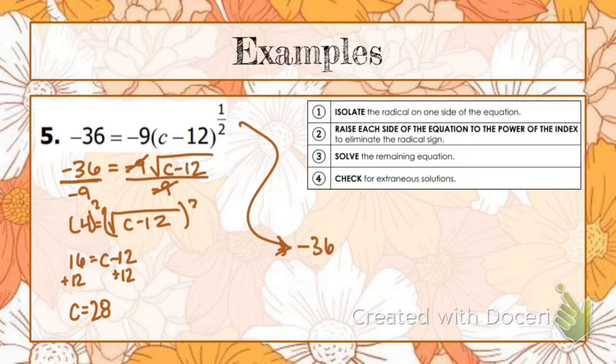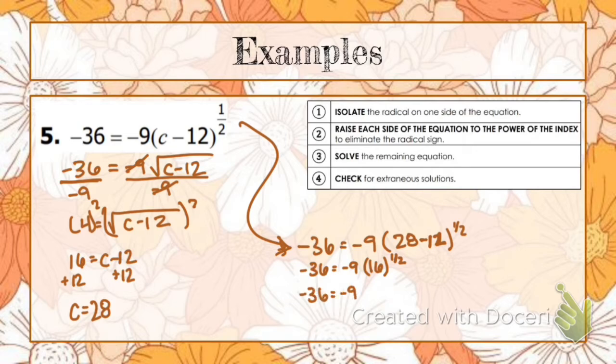So negative 36 equals negative 9 times 28 minus 12 to the 1/2 power. So we get negative 36 equals negative 9 times 28 minus 12 is 16 to the 1/2 power. And remember that the 1/2 power means the square root. So this is negative 9 times 4, and we don't even have to rewrite that. Negative 9 times 4 does equal negative 36. So c equals 28 is, in fact, a solution to this problem.